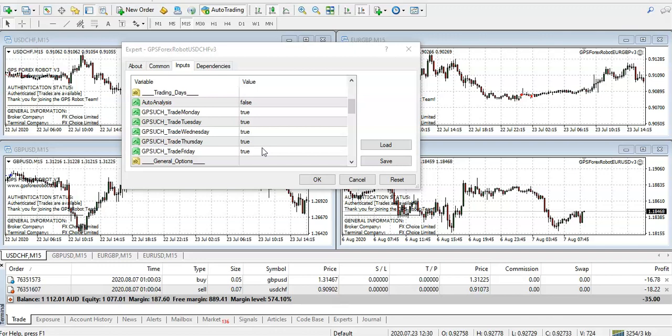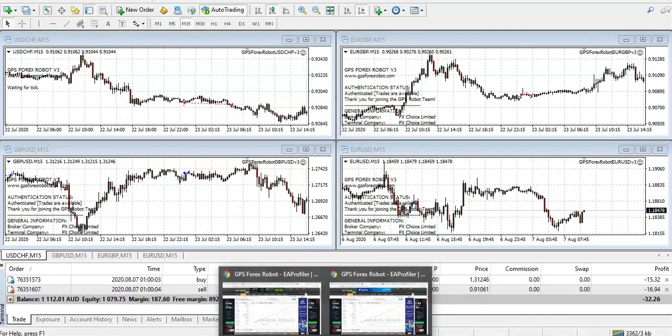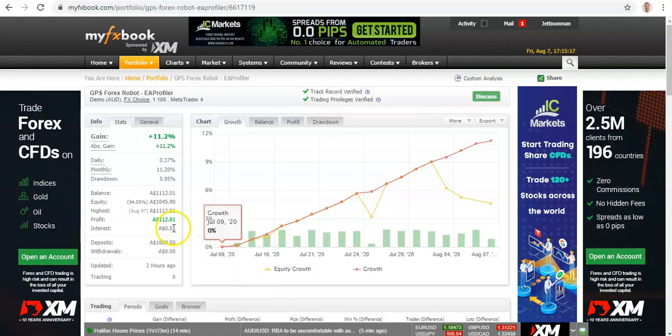Like I say, there are a lot of settings here that you can have a play around with yourself. I've tried to, for the purposes of this test, keep it largely the default settings. So what I'll do is we'll head across to the MyFX book page. Like I mentioned, it's done pretty well up to this point. We've seen an 11.2% gain, a drawdown of 5.95%, and as mentioned, this system has been trading since the 9th of July, so that's not a bad start.